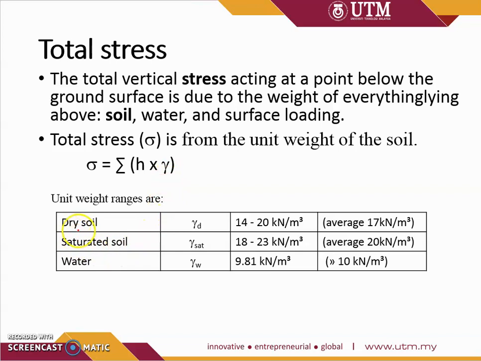And the unit weight varies. Let's say we have a dry soil. Usually dry soil has an average of 17 kilonewton per meter cube. It can range from 14 to 20 kilonewton per meter cube. Meanwhile, saturated soil carries a much higher gamma saturated, unit weight of saturated soil, from 18 to 23 kilonewton per meter cube, with an average of 20 kilonewton per meter cube.